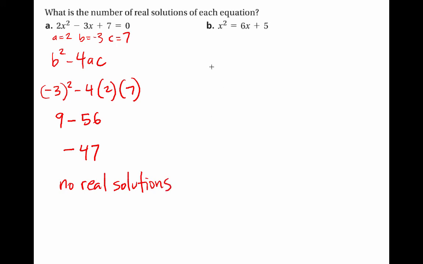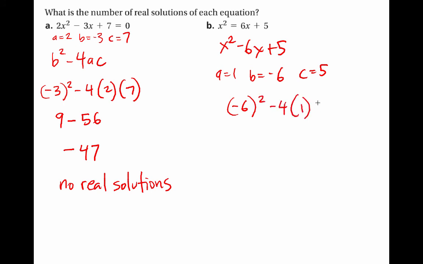Over here in b, the first thing I have to do is collect all my terms on one side and identify a, b, and c. So a is 1, b is -6, and c is 5. Substitute those values in. I get -6 squared minus 4 times 1 times 5. -6 squared is 36. 4 times 1 times 5 is 20. 36 minus 20 is 16. It's a positive number greater than 0, so we have 2 real solutions.